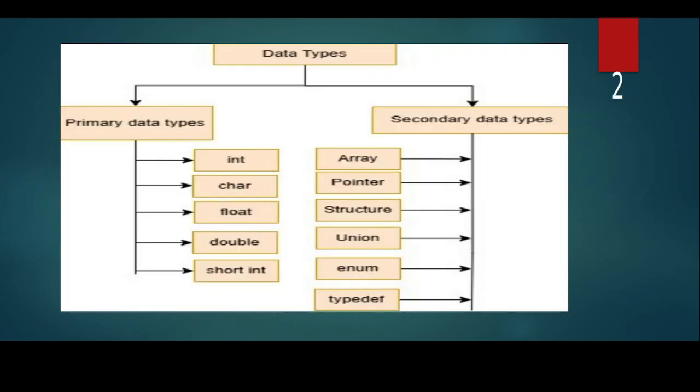See, basically data types are of two types: primary data types and secondary data types. Primary ones are integer, character, float, double, short integer, and so many data types. And secondary data types are array, pointer, structure, union, enum, and typedef. So in this lecture, we will learn about the pointer secondary data type. In my upcoming videos, you will also learn about array, structure, union, enum, and typedef. Okay, so let's see about pointer.